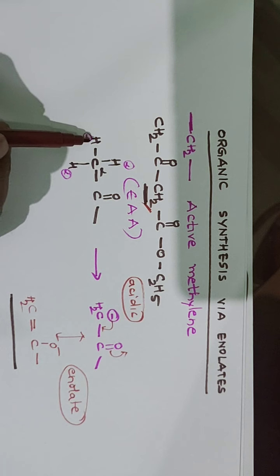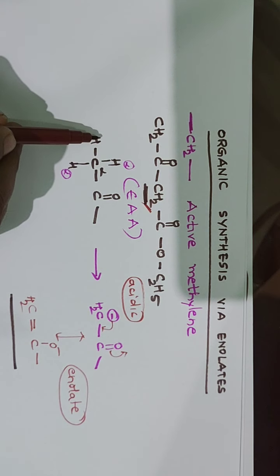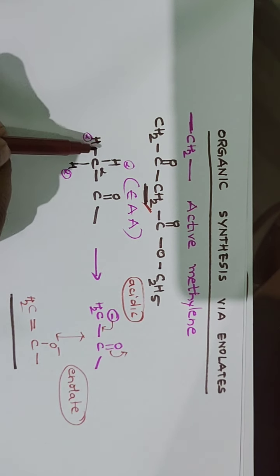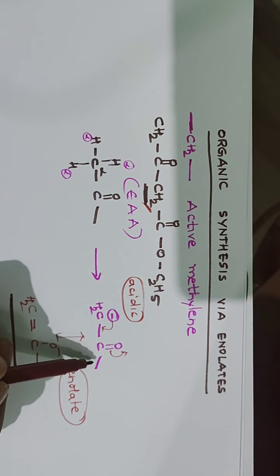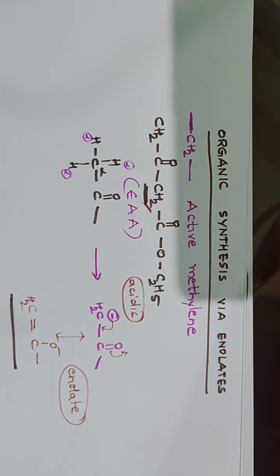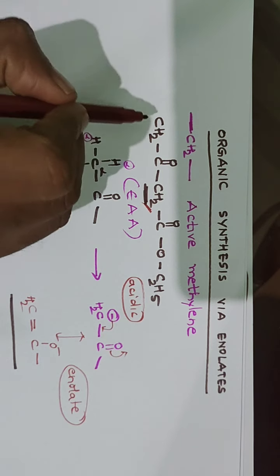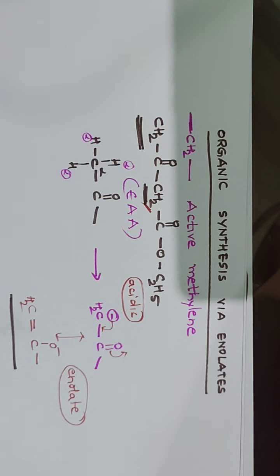So these alpha hydrogens are acidic in nature, and another reason why they are acidic is that after removing the proton, the anion formed is resonance stabilized. Hence active methylene compounds are very reactive and can be used in organic synthesis. Let us first discuss the preparation of ethyl acetoacetate, an active methylene compound.